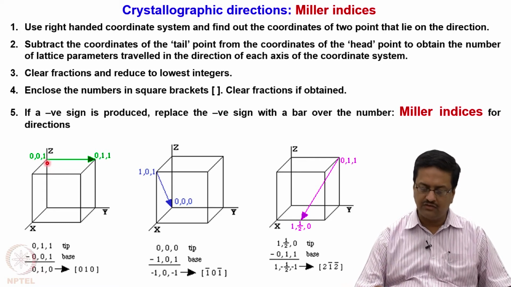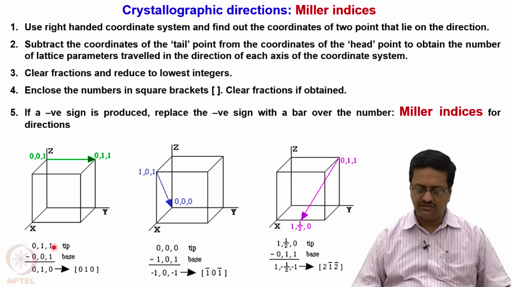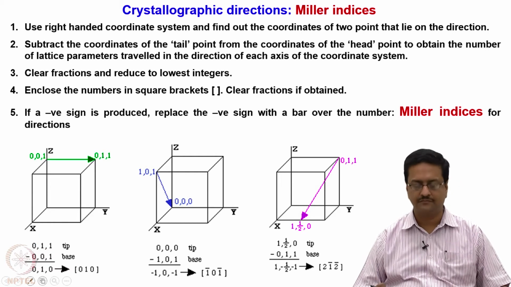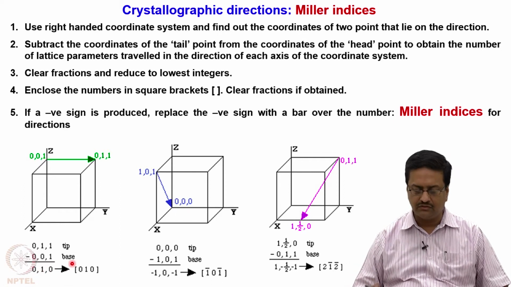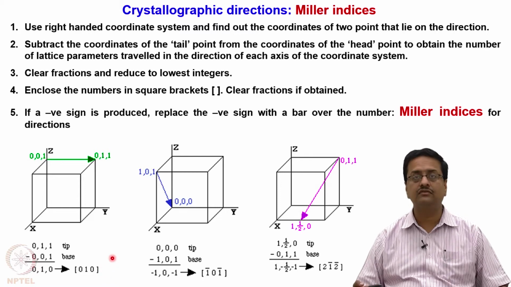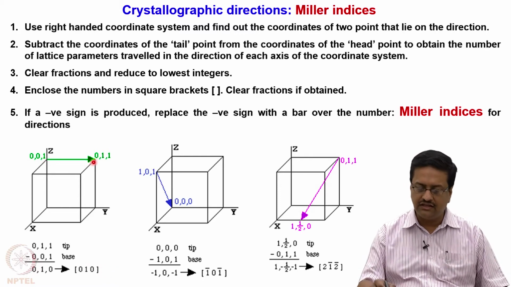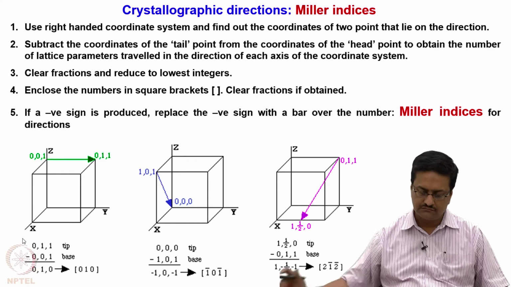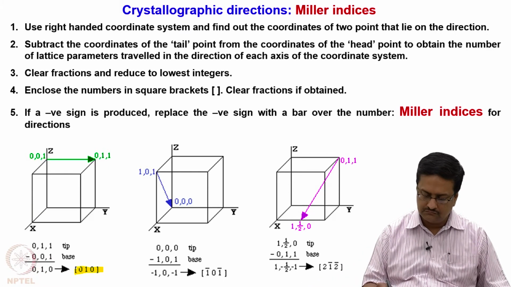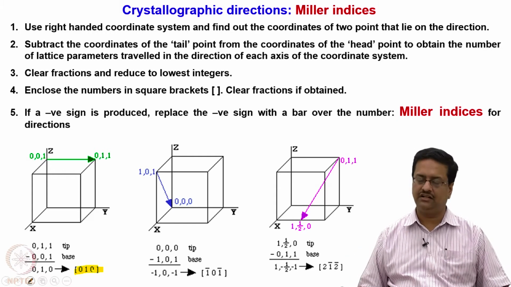The extreme left one, I want to know what is the direction from this point, which is 001, to 011. So, the tip is 011, the base is 001. I am subtracting the base coordinates from the tip coordinates and I am getting the number 010. That 010 should be written in square brackets, and the particular direction indicated here in green is the [010] direction. So, these are the Miller indices of that particular direction.